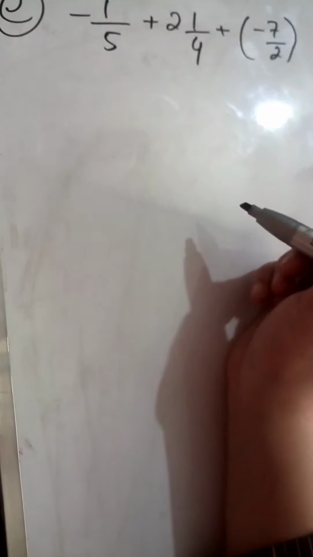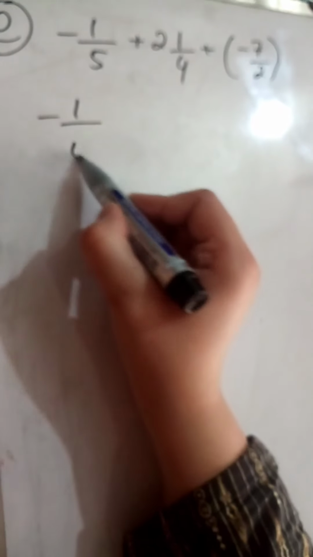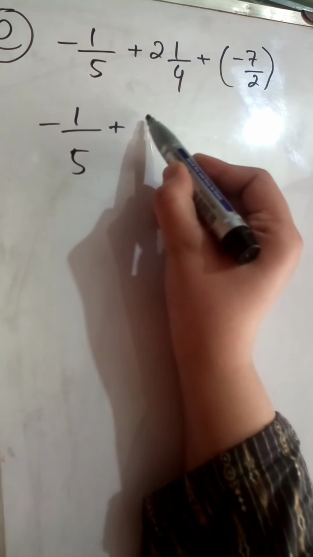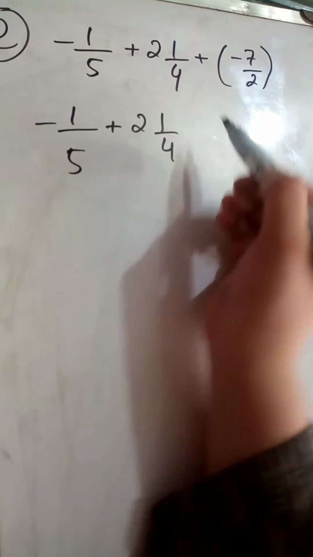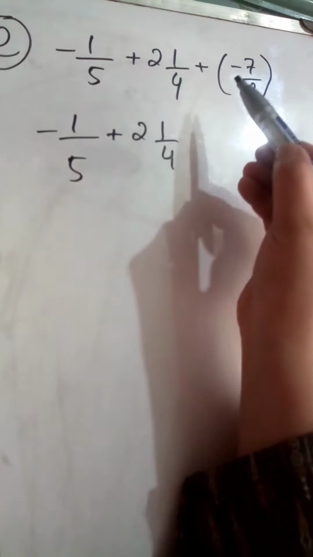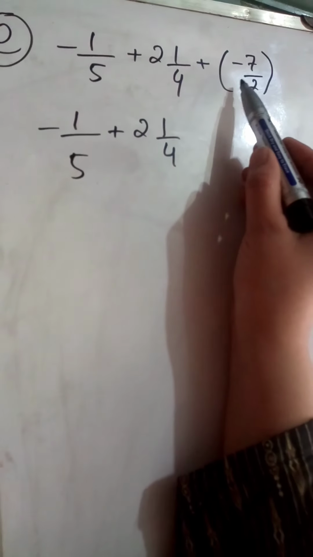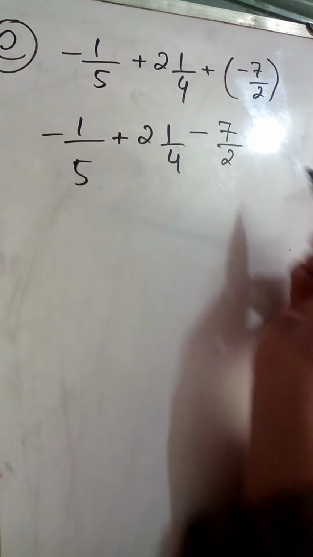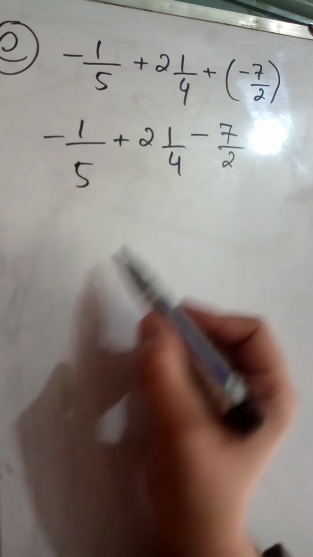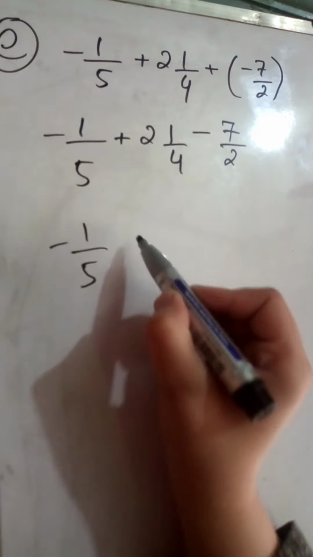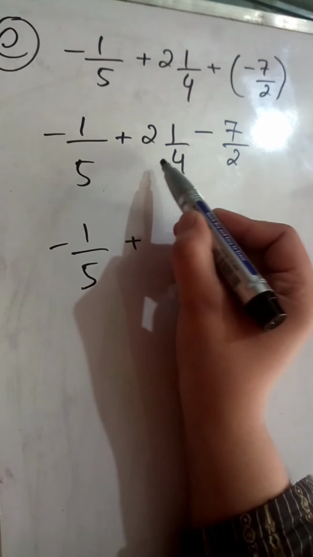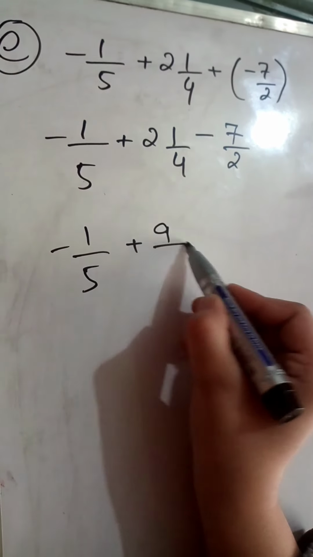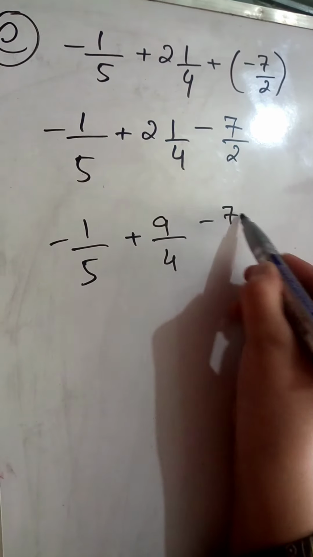Now part E of question 10. So we start the question. Bismillahirrahmanirrahim. 1 by 5 plus 2 whole 1 by 4. As you can see that we have a positive sign outside the bracket, so the inner sign will remain the same. What is the inner sign? Minus. So minus 7 by 2. Now solve this mixed fraction. 1 by 5 plus 2 4s are 8 plus 1, 9. 9 by 4. Minus 7 by 2.